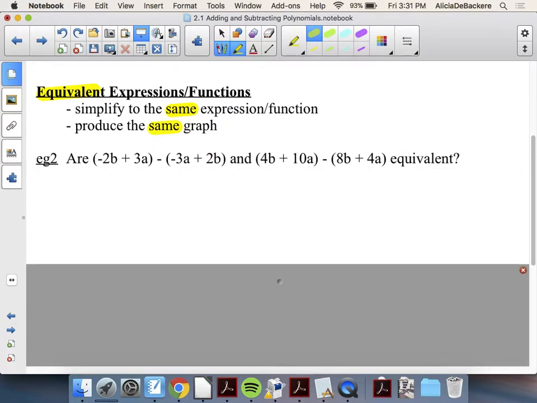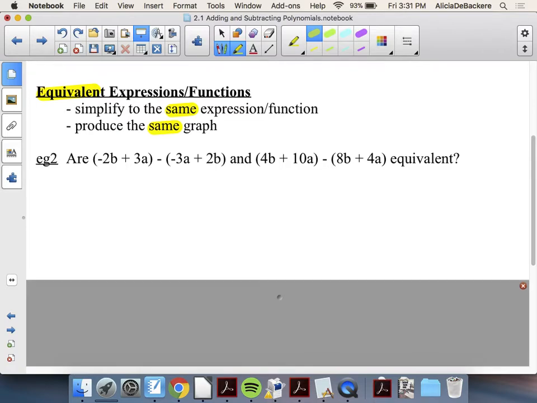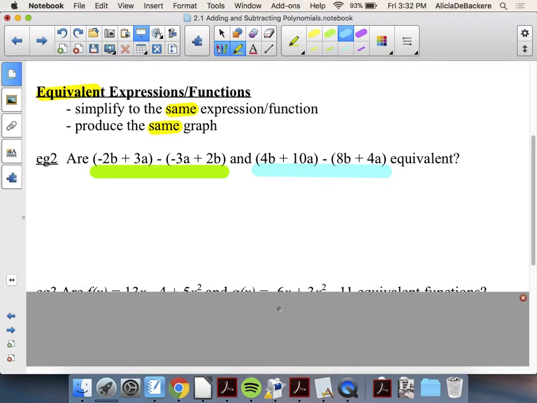So we'll take a look at an example here. My example asks, is this first expression, and the first expression does start here at negative 2b plus 3a, and then subtracting that second bracket. I want to know, is that expression and this expression, are those two expressions equivalent? So what I need to do is either try to graph both of those and show that they make the same graph, or I need to change both of them algebraically until they look the same. So I'm going to use that second approach here.